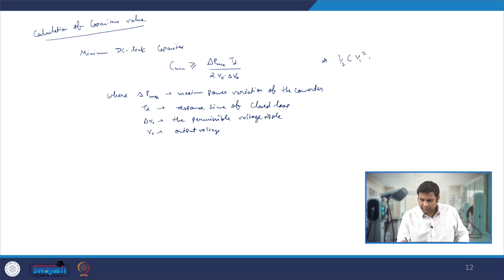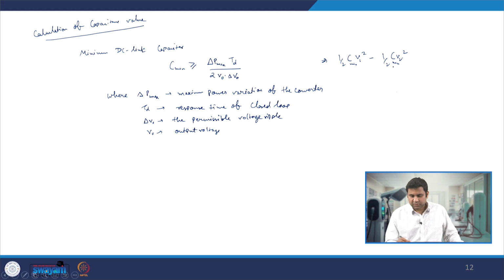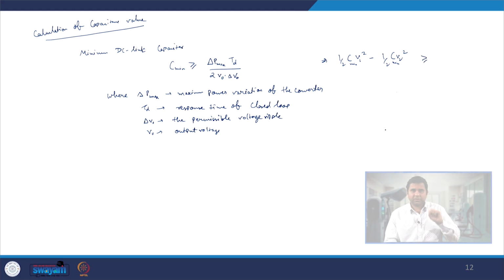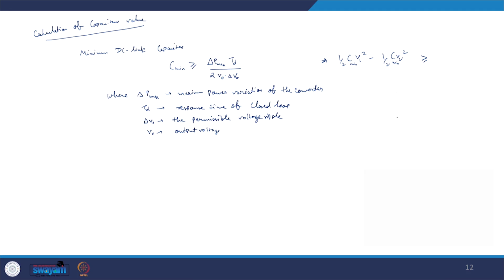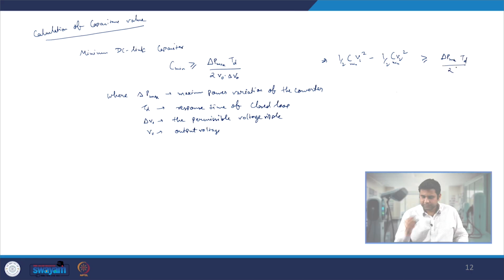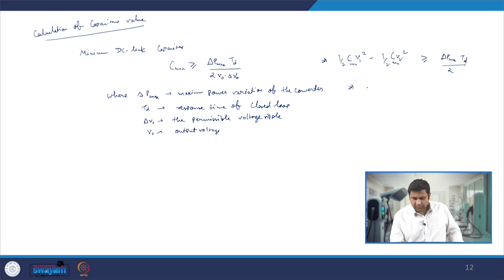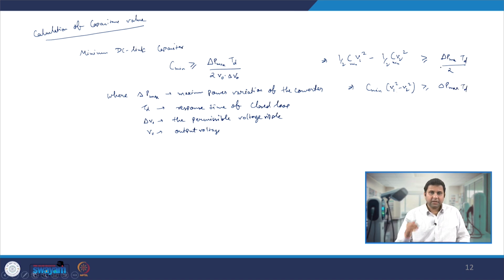goes from V1 voltage to V2 voltage, and this energy has to be greater than, if we wanted to keep it within the delta V variation, delta P max TD by 2. And when we equate this, we will get C minimum times V1 square minus V2 square must be greater than delta P max TD by 2.